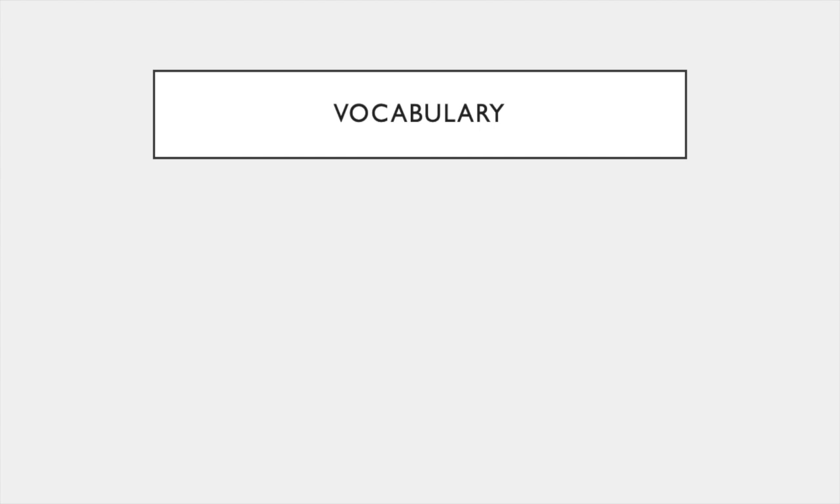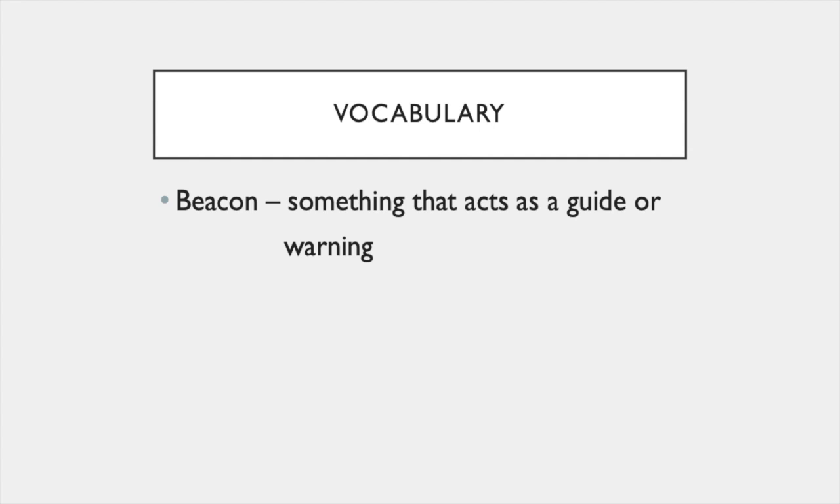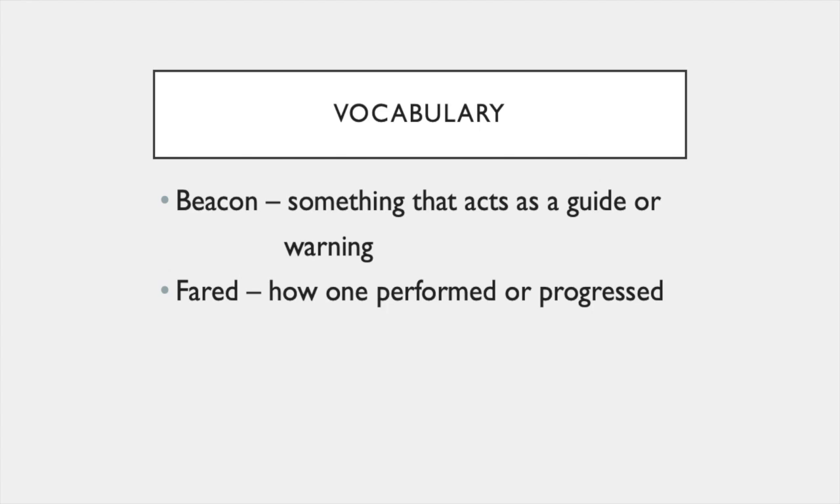I'm going to read you each word and the definition of each word, and then I will try to use the word in a sentence. Beacon. A beacon is something that acts as a guide or a warning. So the lighthouse was a beacon for the ships in the dark. Fared. Fared means how one performed or progressed. The travelers fared well on their journey across the desert.